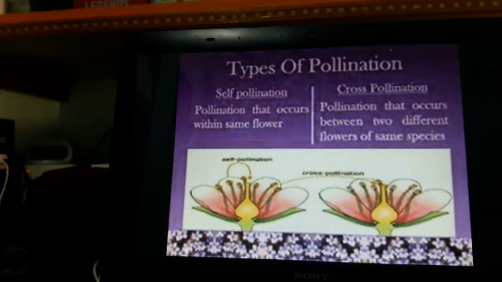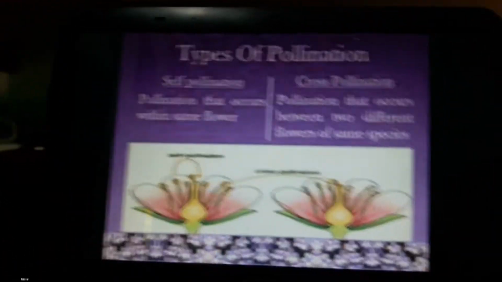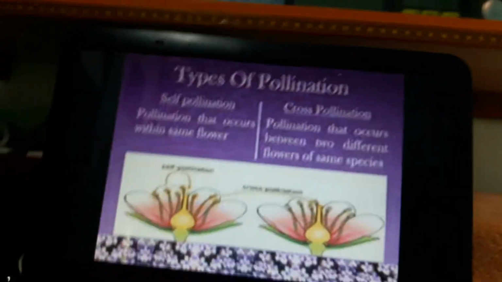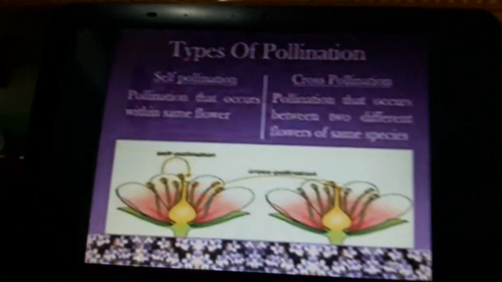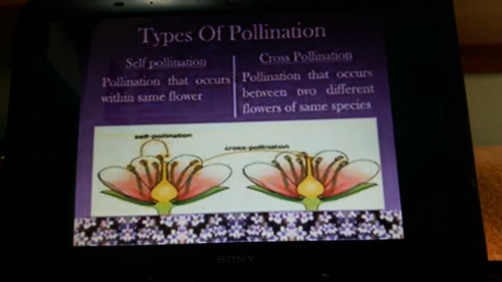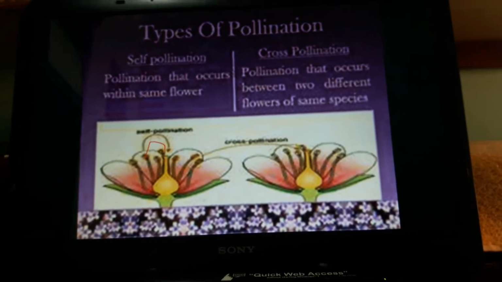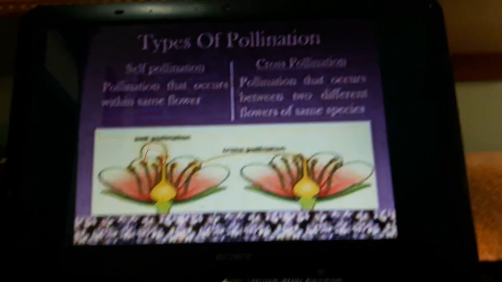Now, what are the types of pollination? Self pollination. You can take a screenshot. I'll wait for 3 seconds. But let's first learn. Self pollination is pollination that occurs within the same flower. See, it goes from the anther to the stigma of the same flower, not any different flower.